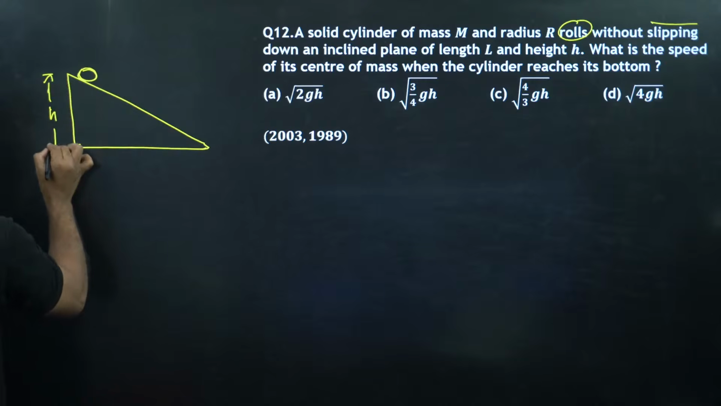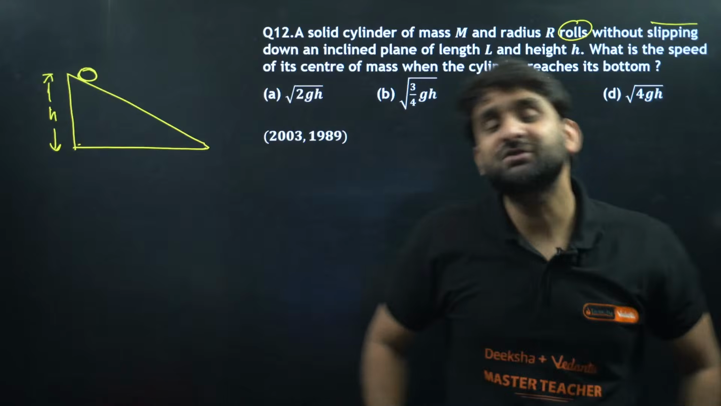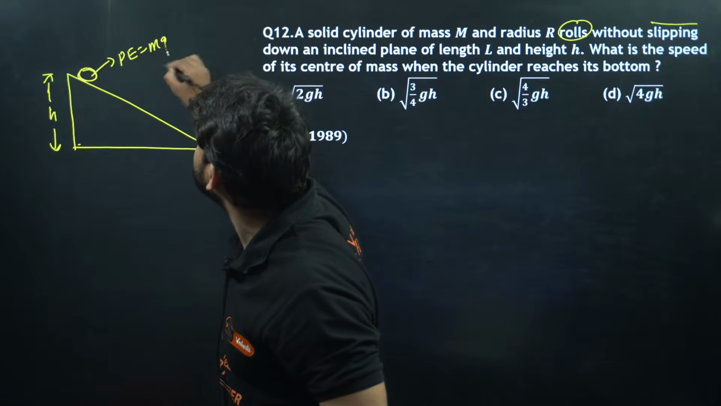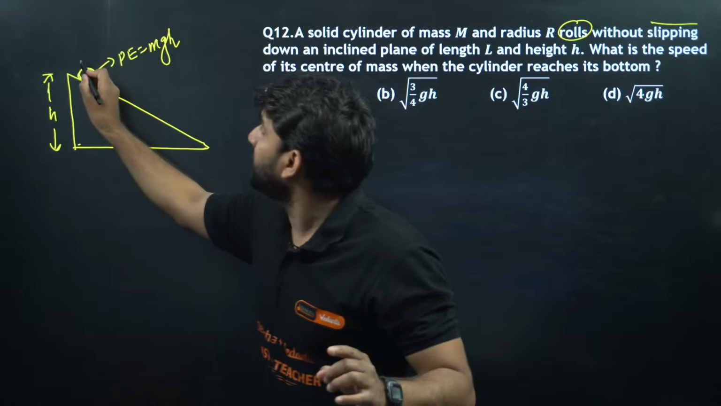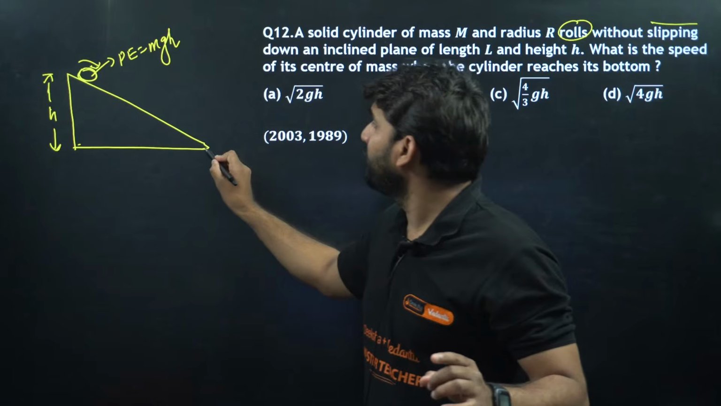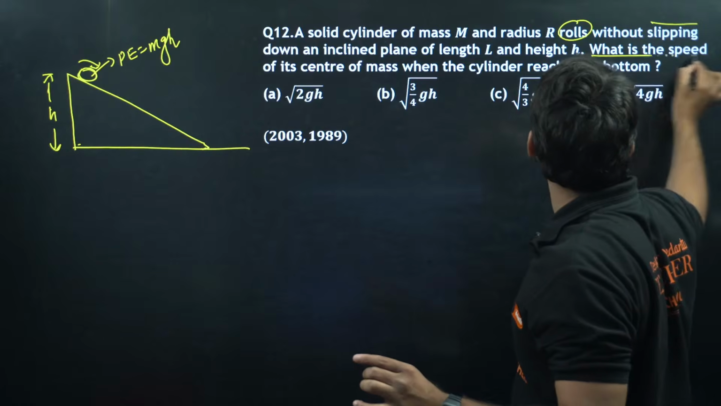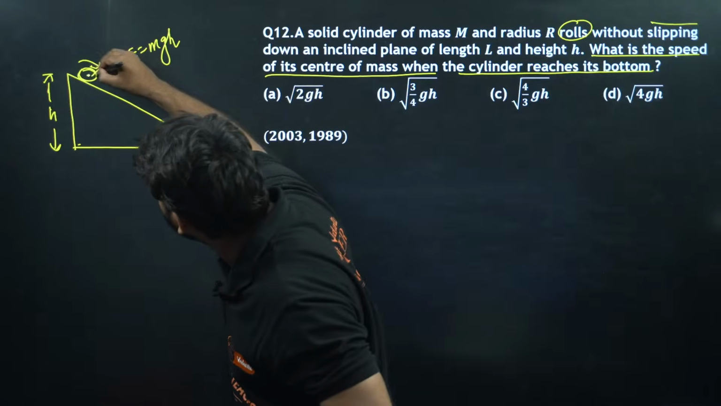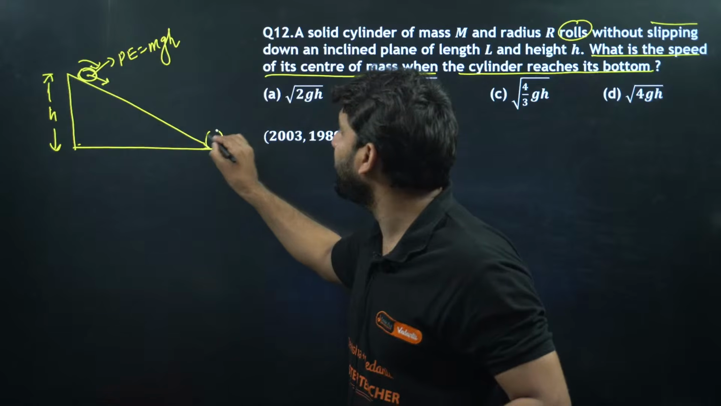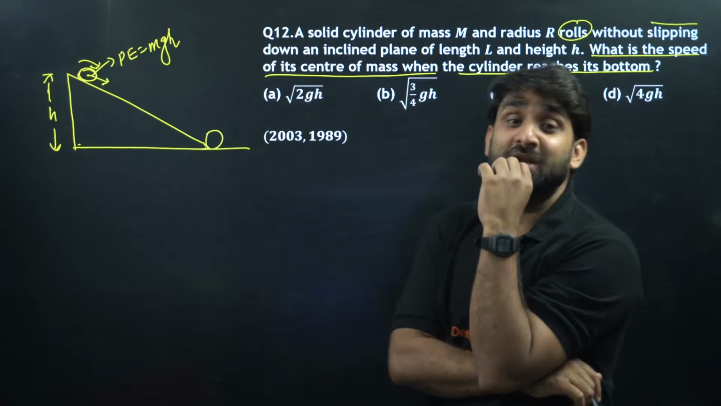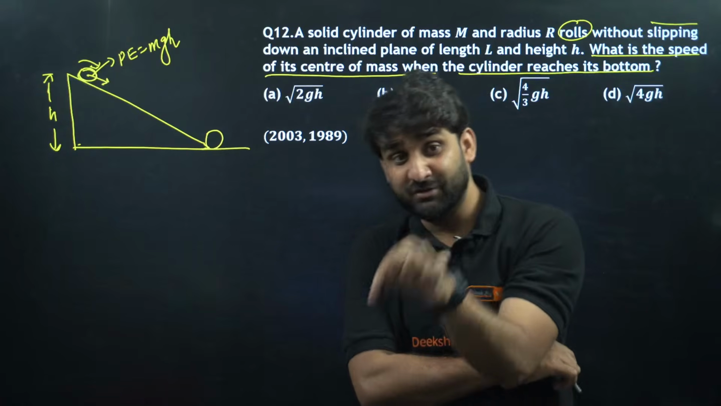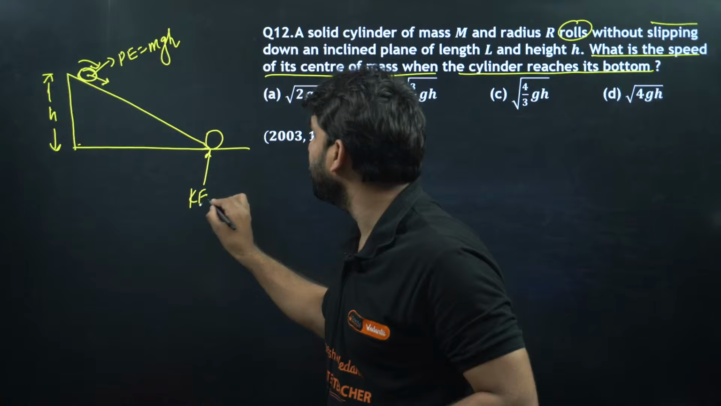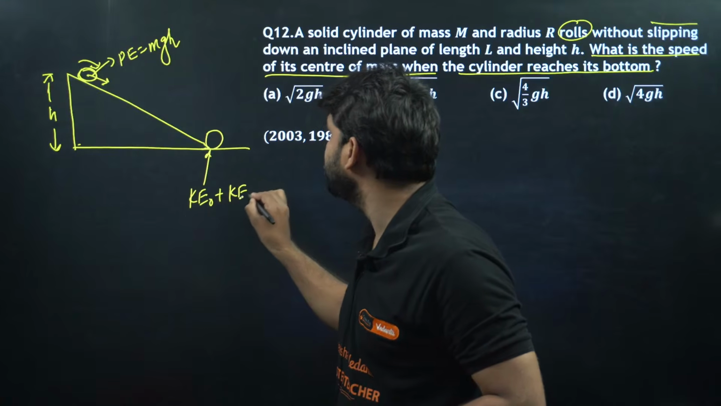So my dear champions, if the cylinder is initially at some height, which energy will be there? Here at this point, only potential energy will be there, which is mgh, right? Now it's rolling down, and this cylinder will reach the ground. We have to find the speed of its center of mass when the cylinder reaches the bottom. When the cylinder reaches the ground, it will have both energies, because it is now in motion: rotational kinetic energy plus translational kinetic energy.